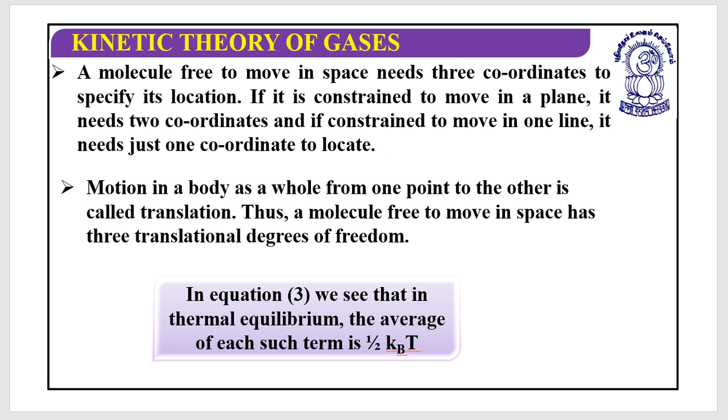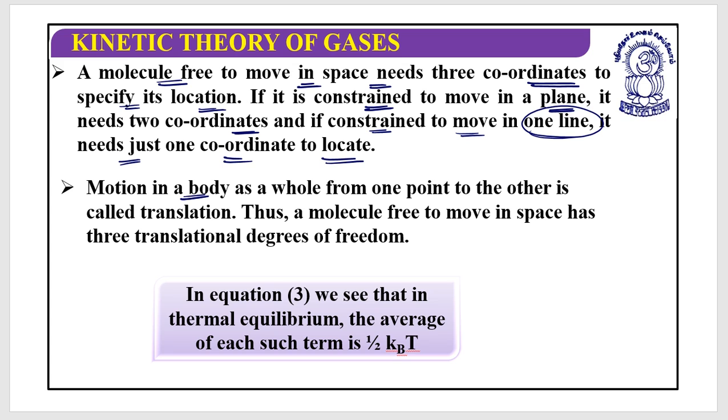Let's begin. A molecule free to move in space needs three coordinates to specify its location. Yes, we have the Cartesian coordinate system, and in that system, if I want to define the address of anything, we must have its x dimension, y dimension, and z dimension. If it is constrained to move in a plane, it needs two coordinates, and if constrained to move in a single line, it needs just one coordinate to locate.